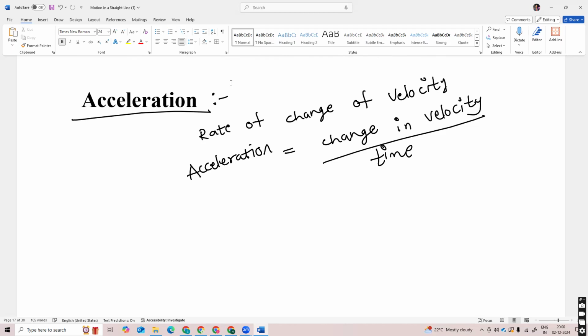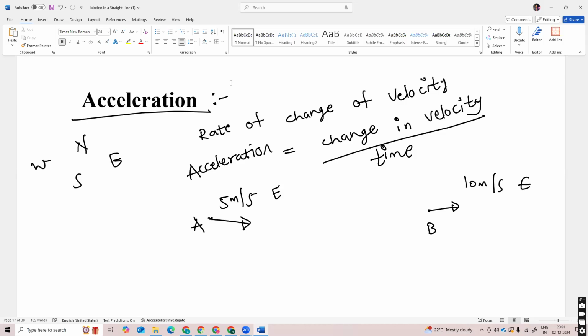So we have object A moving, let's say we have north, south, east, west. At this point, it is moving towards the east. It has a velocity of 5 meter per second. After 5 seconds, it has reached from point A to point B. Now it has a velocity of 10 meter per second east.